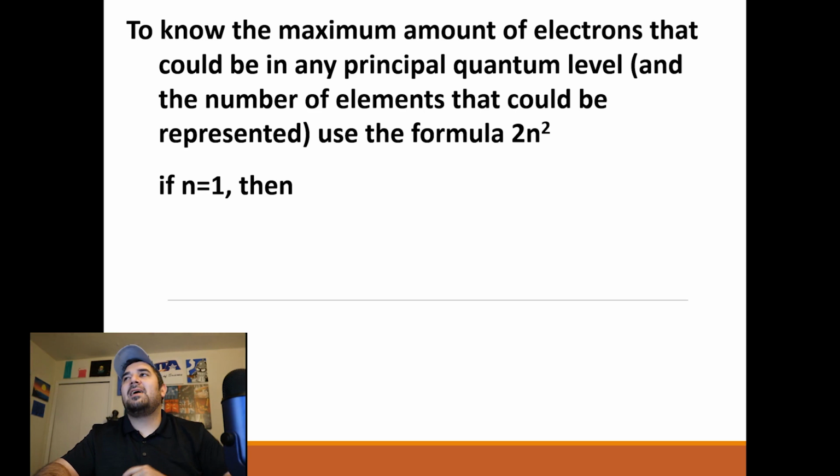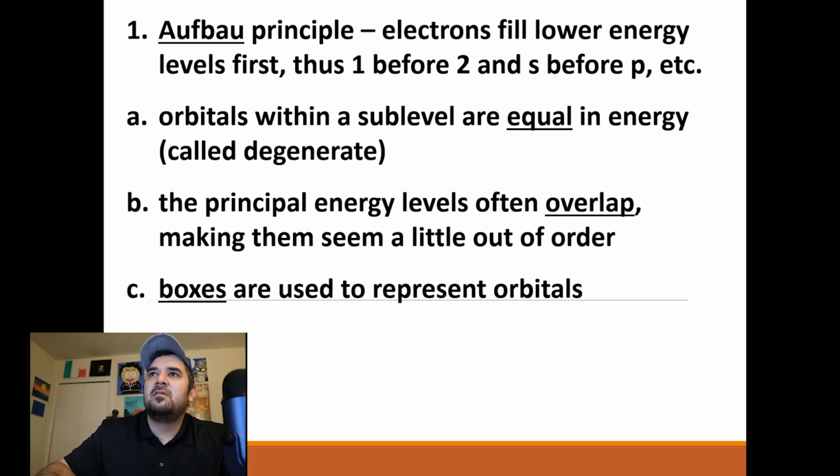All right, so to know the maximum amount of electrons that could be at any principal quantum level, the elements could be represented by the formula 2n², where n is the principal quantum number. Don't worry about this. All right, so here's where things get kind of cool, kind of confusing. So we're going to talk about Aufbau's principle.